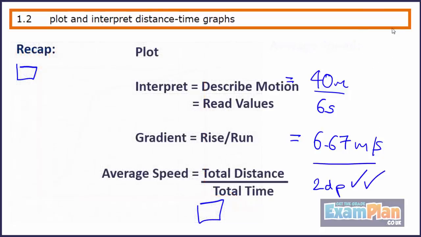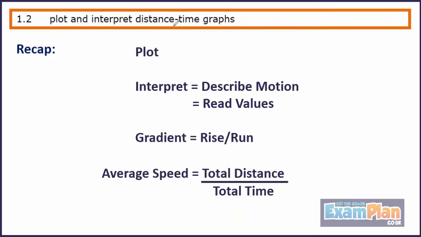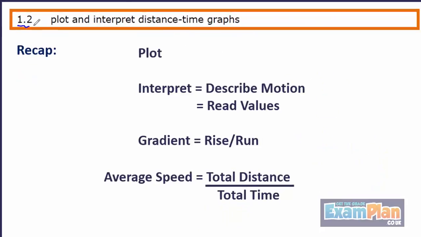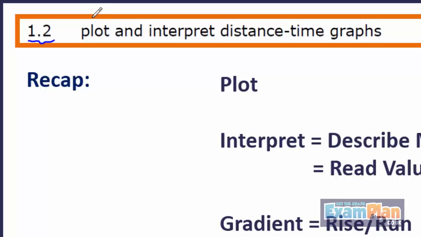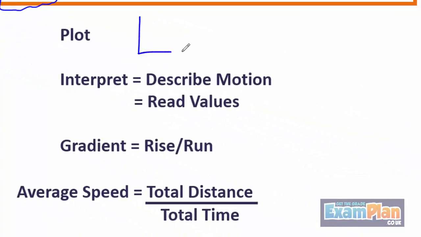Okay, so let's recap. To do this, let's just examine what the specification point asks us to do. It states plot and interpret distance time graphs. To be able to plot a distance time graph, you need to remember that time goes on the x-axis and distance goes on the y-axis. You must also always remember to include the units and label the axes.